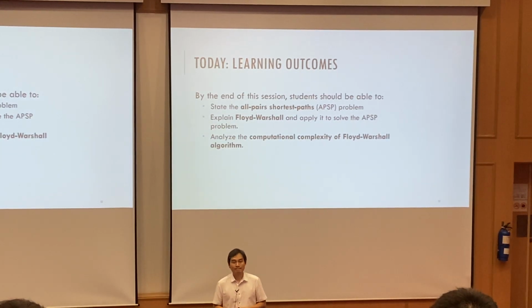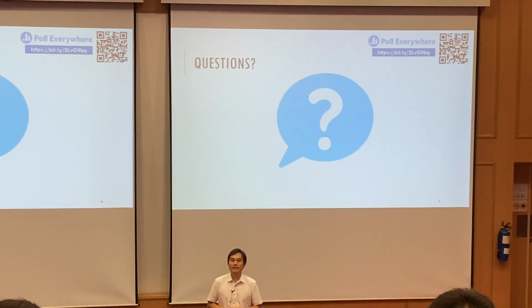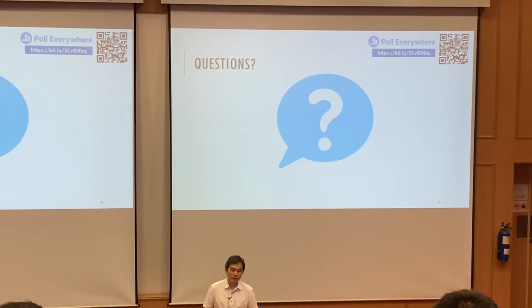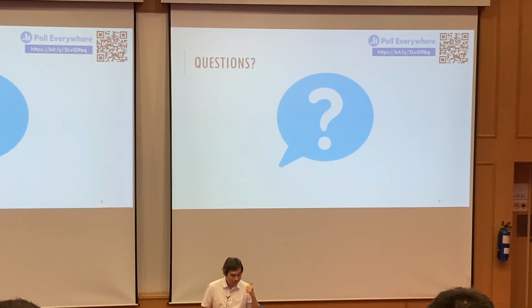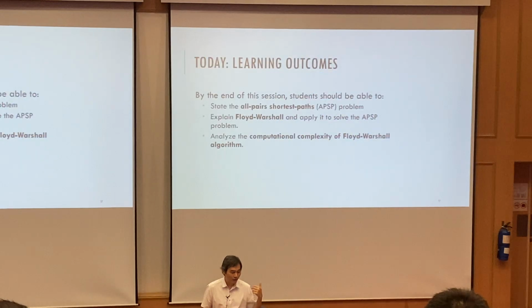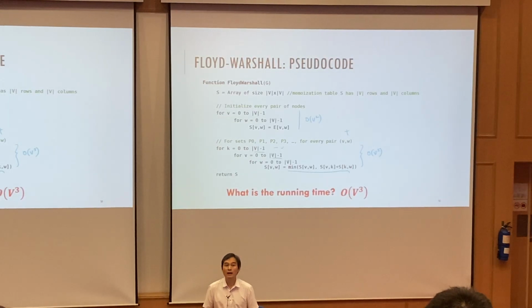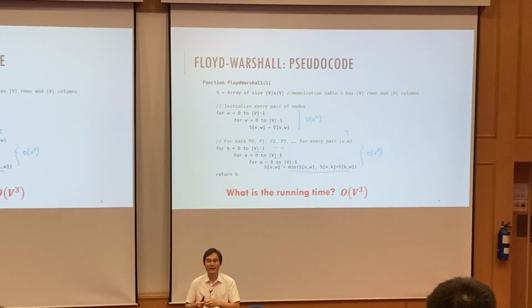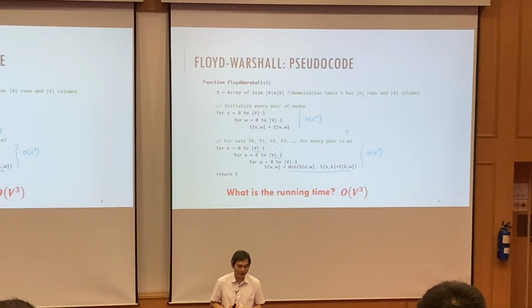Here's a question. I should ask this question instead of you guys. How do you store the path? Remember, you know how to store the path for Dijkstra or Bellman-Ford. How do you store the path for Floyd-Warshall, this algorithm? Any brave souls want to try to figure out how to store the path? Volunteer solution?